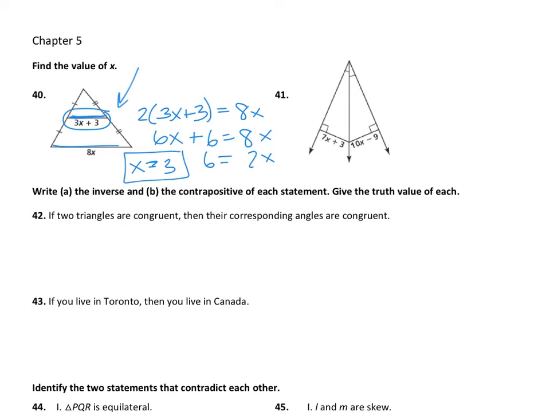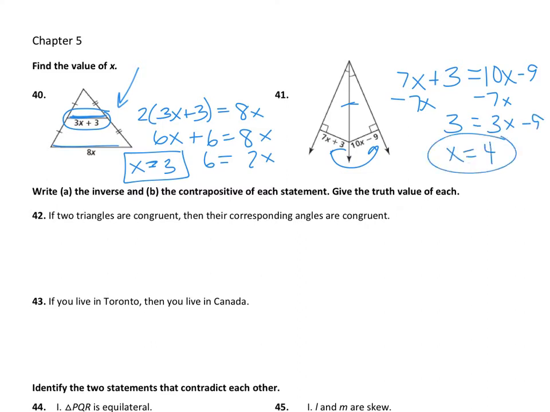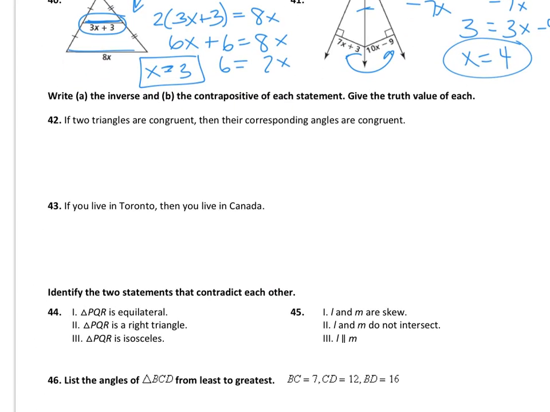And then this is using the angle bisector theorem. So also I know that these two triangles are congruent by angle side, so therefore their corresponding parts have to be congruent. So I set 7x plus 3 equal to 10x minus 9. And then I'm going to get 3 equals 3x minus 9. X equals 4. And then number 42.